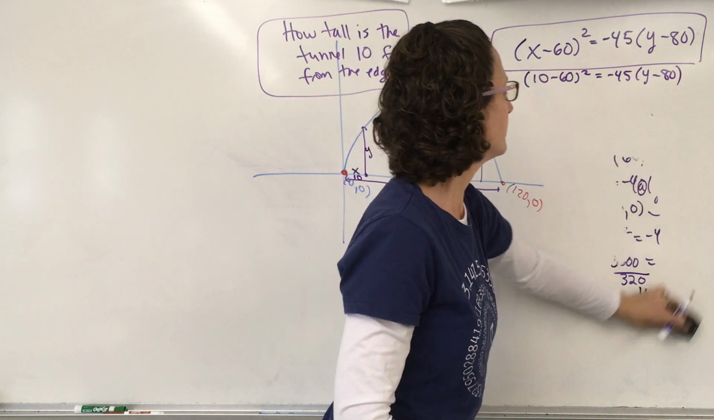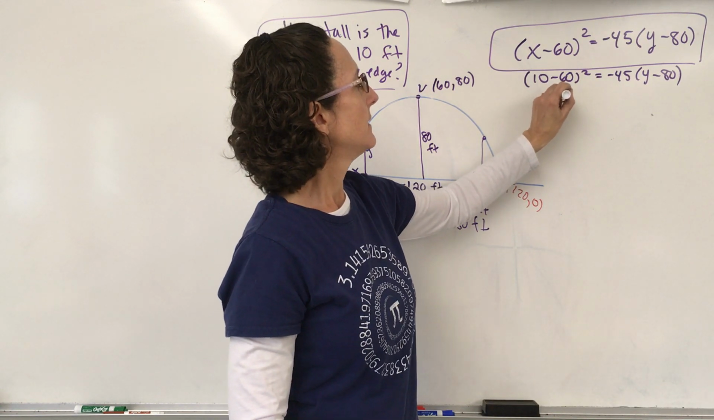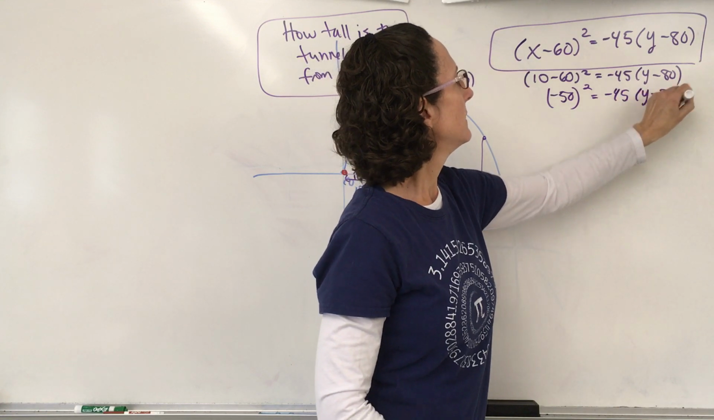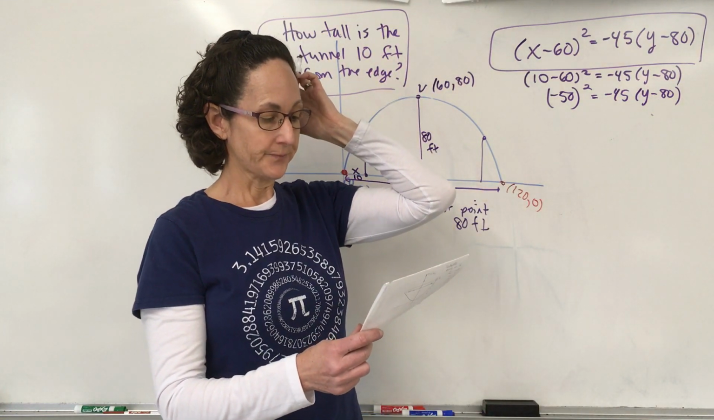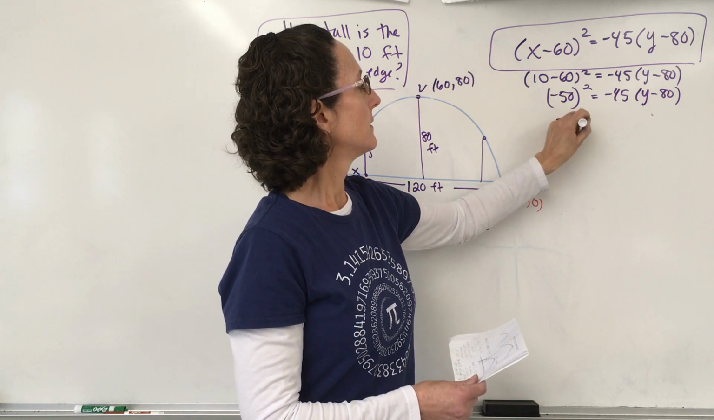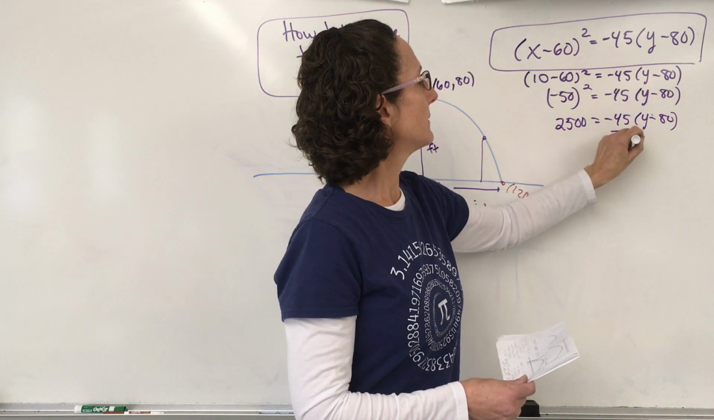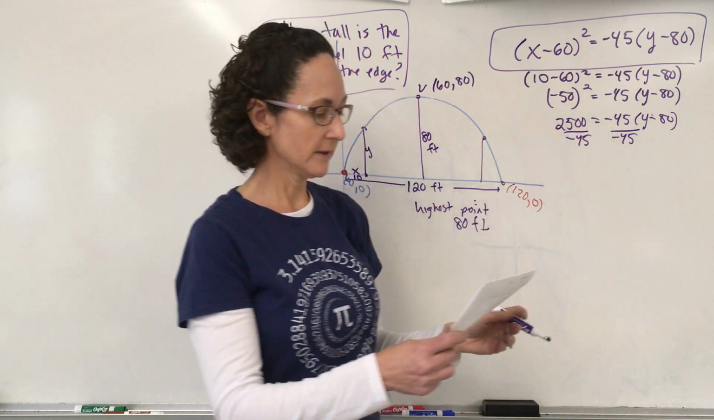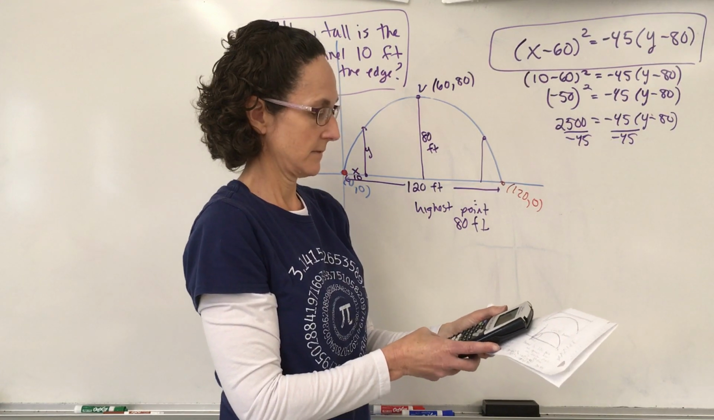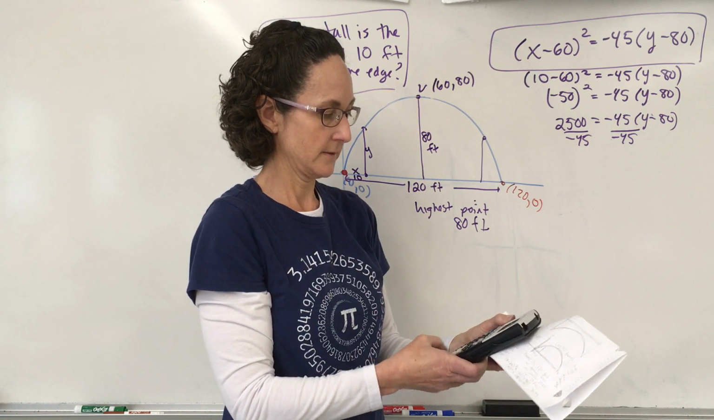Okay, just use order of operations. So 10 minus 60 is negative 50, and then (-50)² = -45(y - 80). Okay, all right, so you're gonna square this first. Okay, then you're gonna divide by the number in front. Okay, and you will get a negative number for that. I don't remember what the number is, hold on. 2,500 divided by negative 45. Hold on, typed it in wrong.